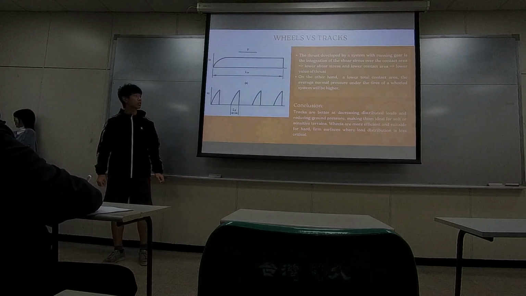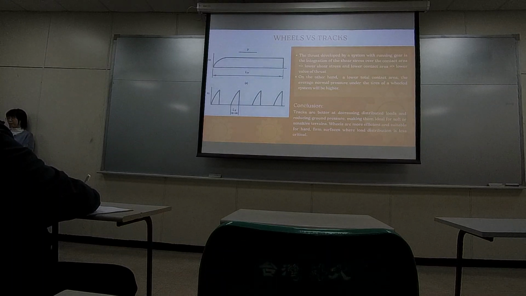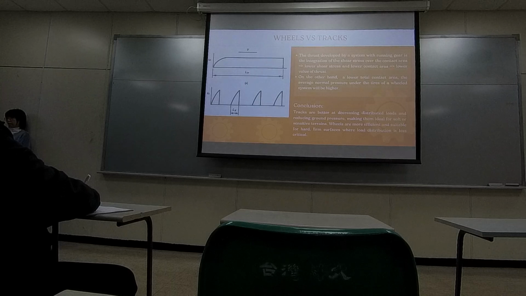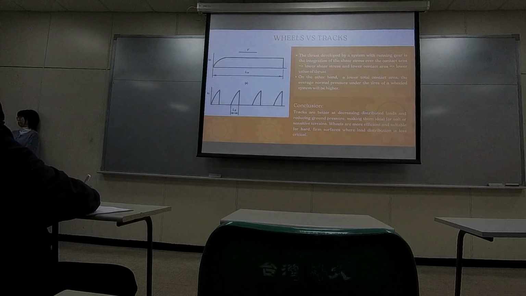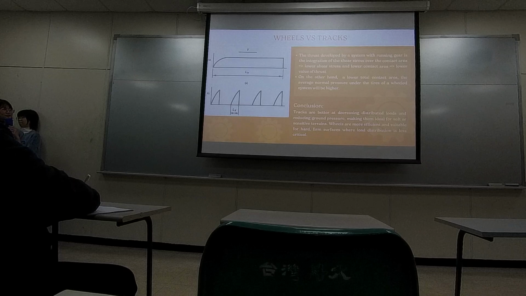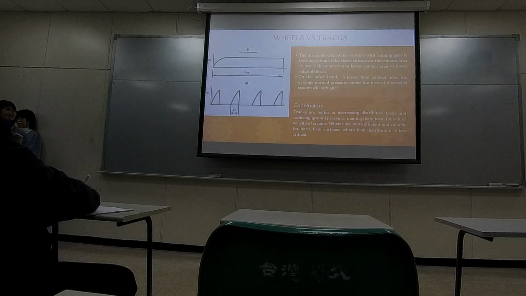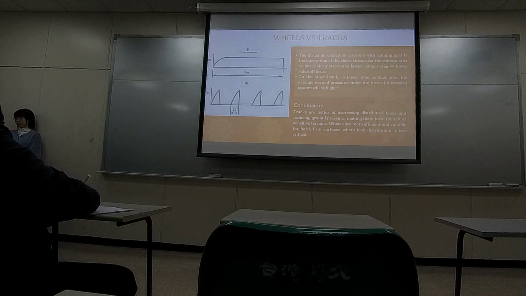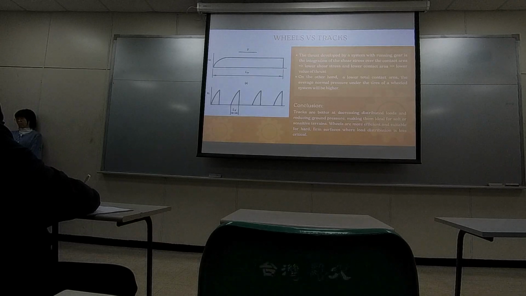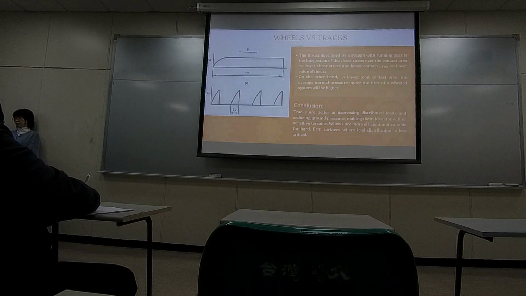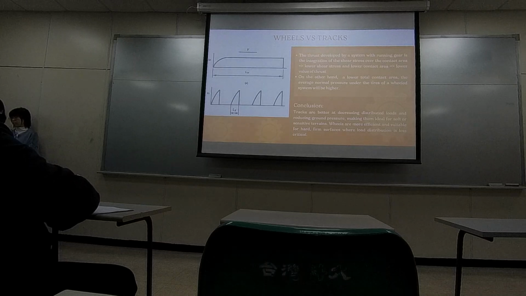So now I wanna talk a little bit about a comparison between wheels and tracks. We know that the thrust developed by a system with gear is the integration of the shear stress over the contact area. So if we have a lower shear stress and lower contact area, it will lead to a lower value of thrust. However, on the other hand, with a lower contact area, the average normal pressure under the tires of a wheel will be higher.